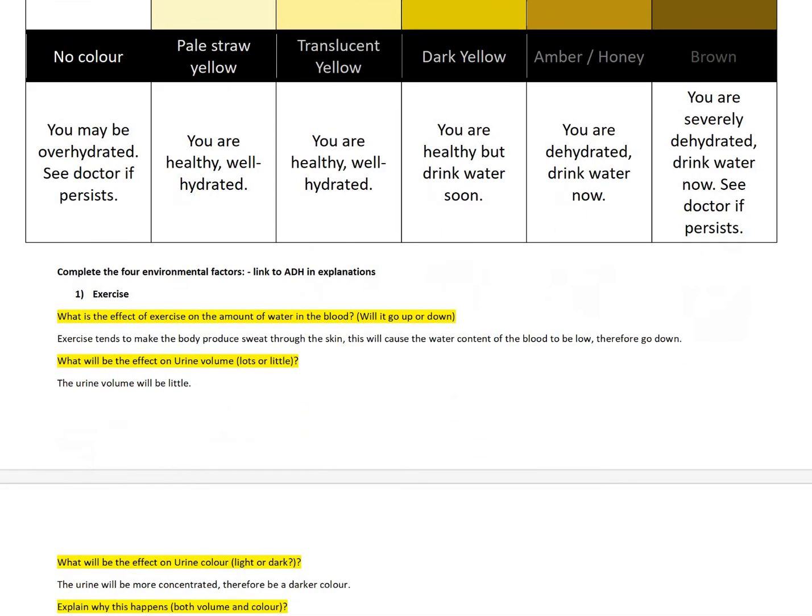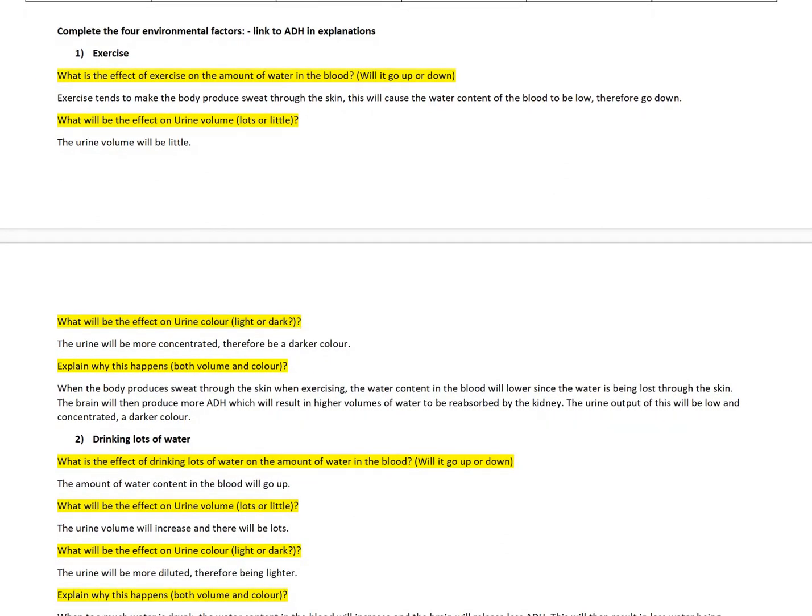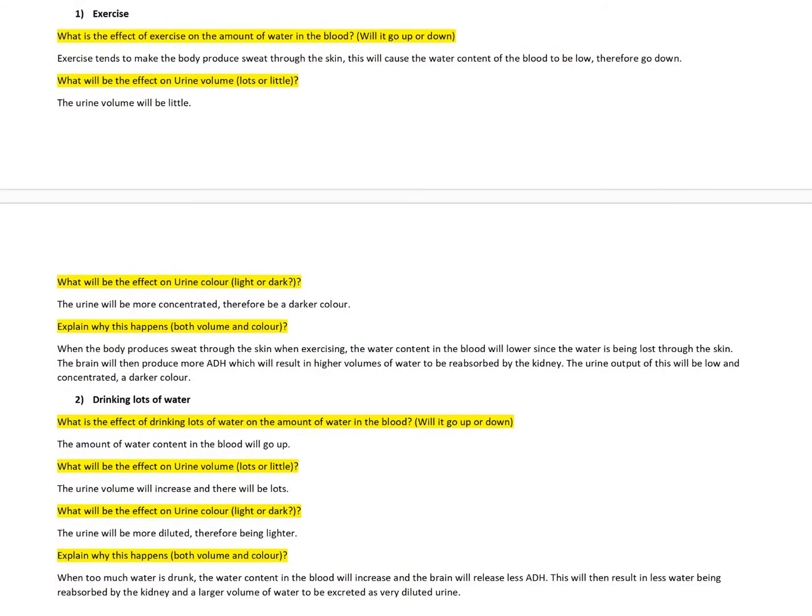Let's talk about the environmental factors that are going to be having an impact on water volume and composition. So when I said that's enough about the volume of wee, that was not true. So firstly, first one there is exercise. A significant amount of exercise will cause the amount of sweat in the body to increase, and that will result in a decrease in the amount of water in the blood. What will be the effect of that on urine volume? There will be a decrease in urine volume. You will not urinate as much.